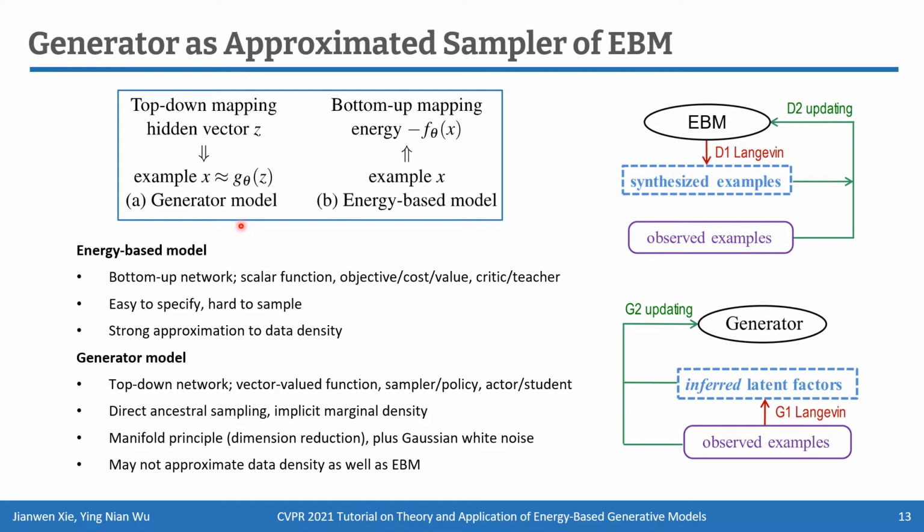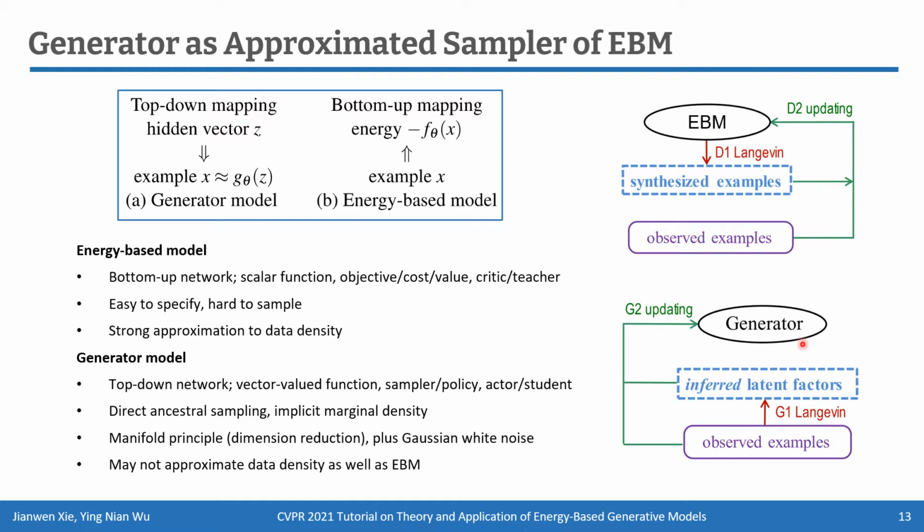And this model follows the so-called manifold principle, which assumes that the data lie very close to a low-dimensional manifold, maybe plus some additive Gaussian white noise. But this model may not be a very strong approximation to the data density, may not approximate the density as well as the energy-based model.